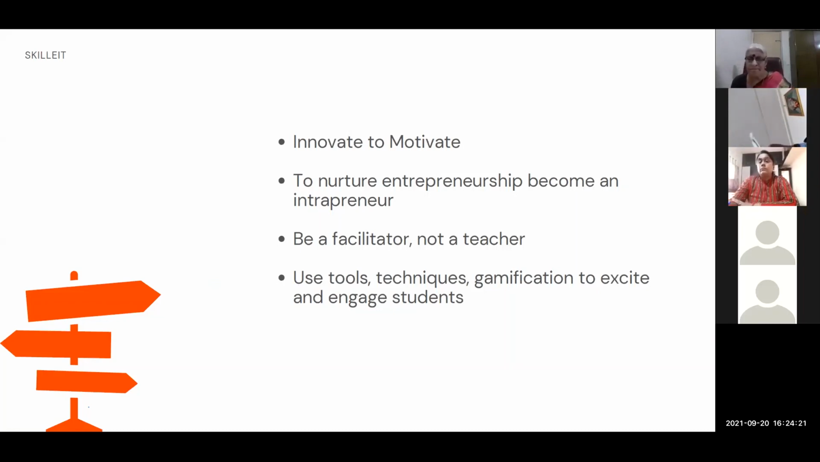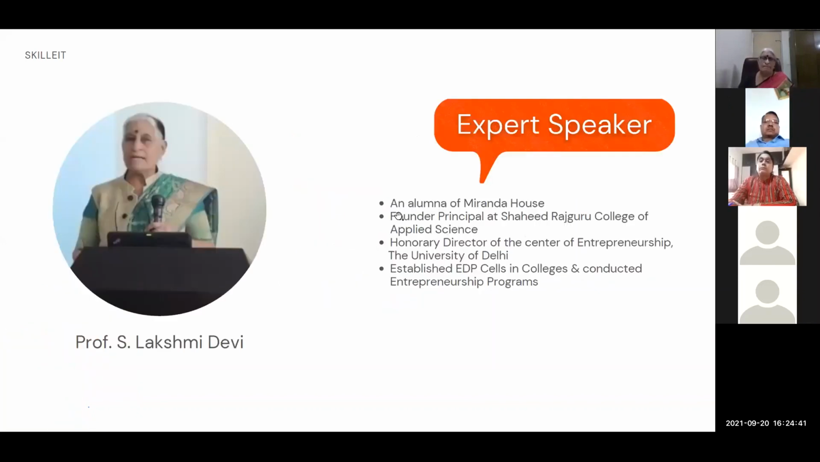So be a facilitator, where you facilitate openly to help them to experiment and give them that motivation that everything is okay. There could be some failures and some successes. Use tools, techniques, and gamification to excite them, rather than giving them a class or lecture or books and all those things. So these are the way forward.